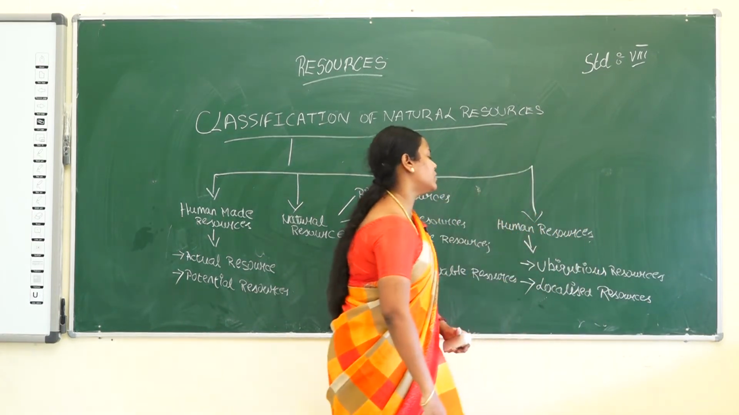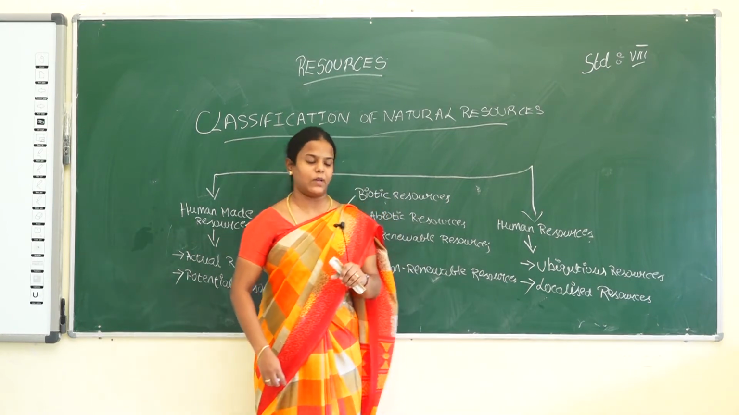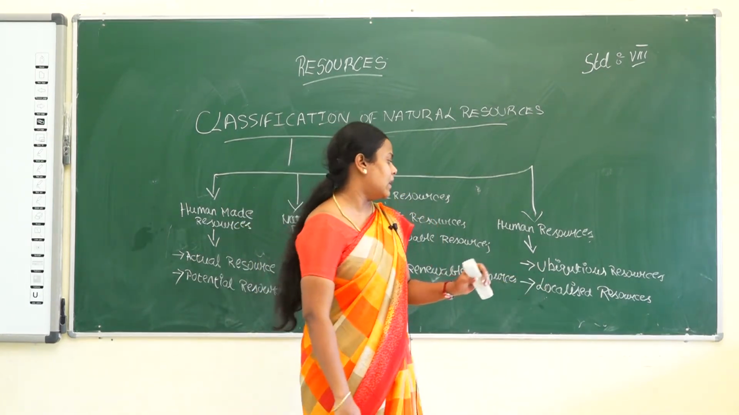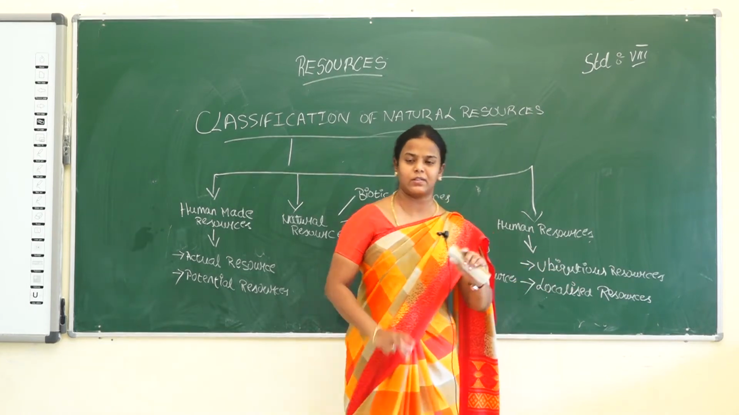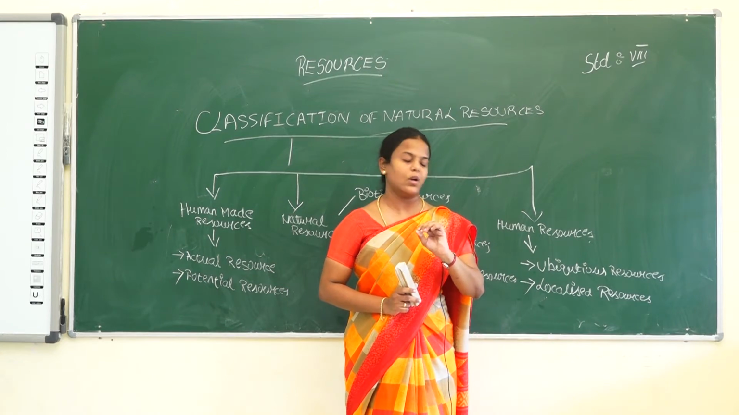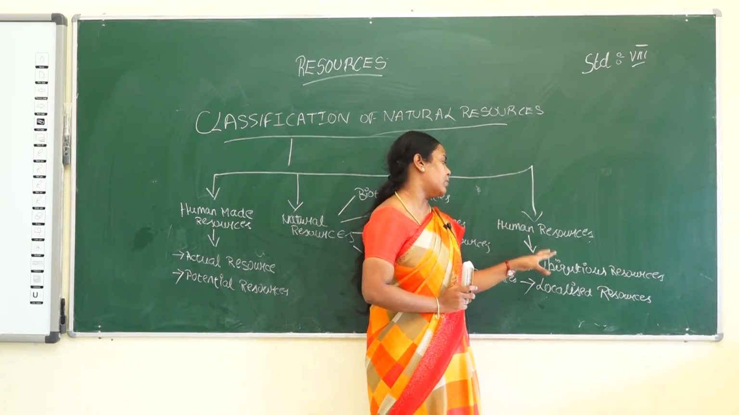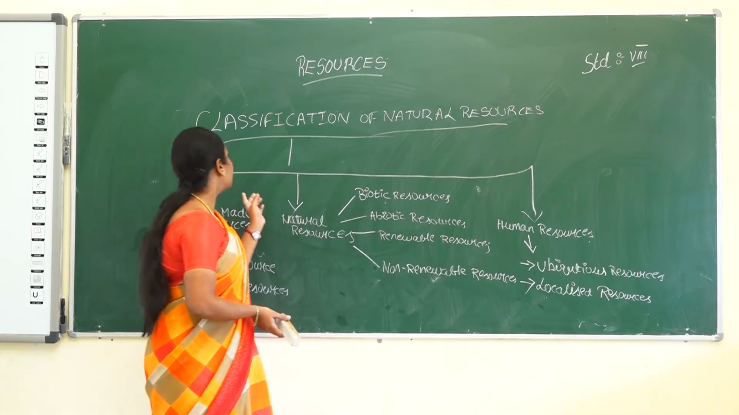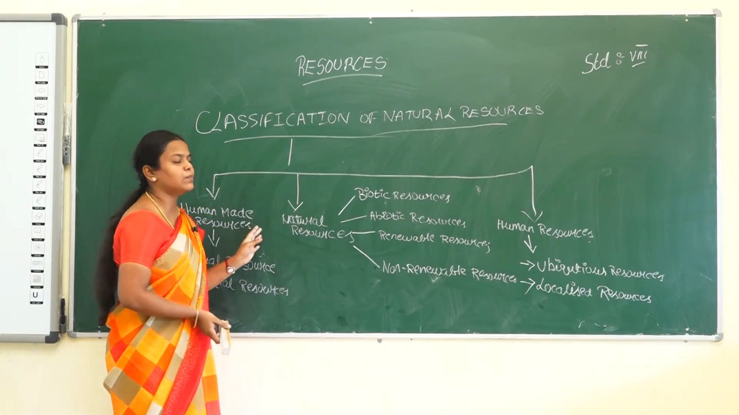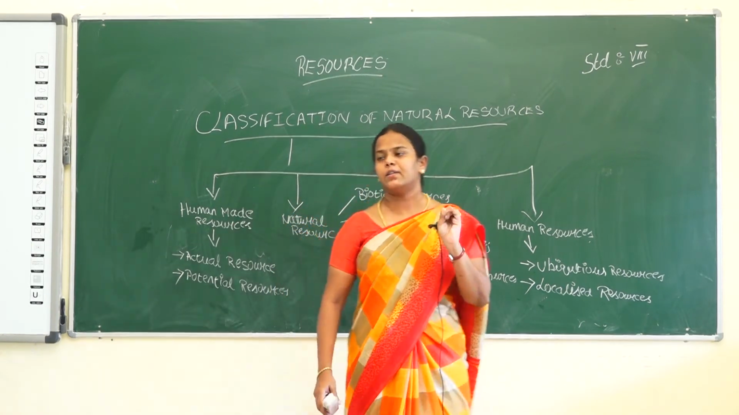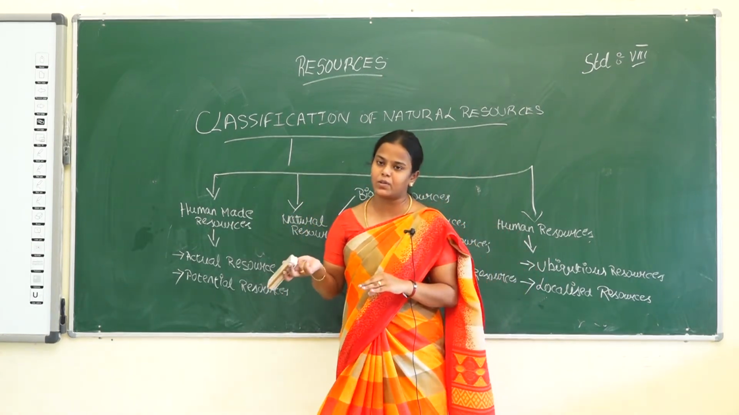In ubiquitous resources, the quantity is in the form of larger quantities, and in localized resources it is just the opposite, only for smaller quantities. So these are some of the types of human resources. As a whole, the classification of resources has been divided into 3 categories, that is human resources, human-made resources as well as natural resources.